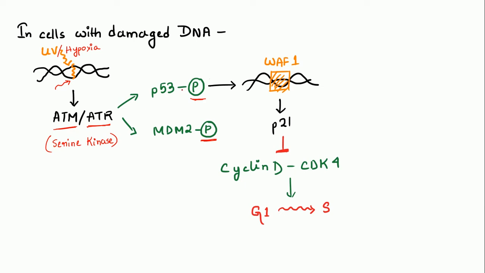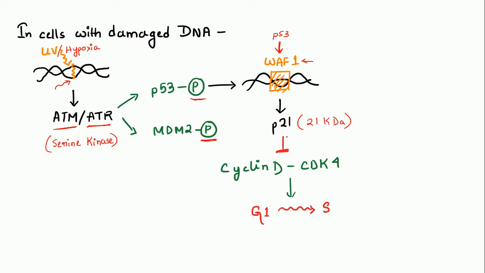Next, the free p53 activates the transcription of a gene which is called WAF1. So p53 is activating the gene which is called WAF1. Like I said, p53 is a transcription factor. It's activating the transcription of another gene which is WAF1. Now WAF1, the protein that it encodes, is called p21. Again, the same thing. It has a molecular weight of 21 kilodaltons. So that is why p21.